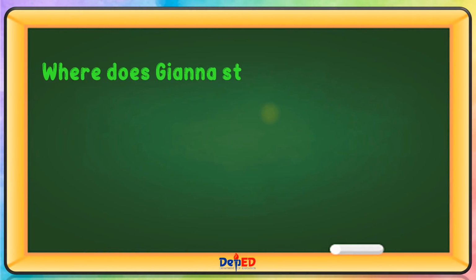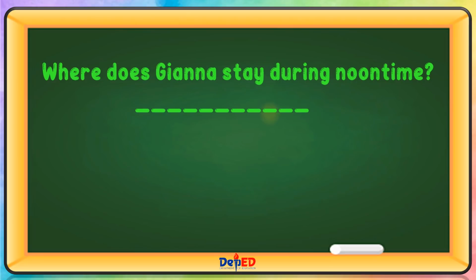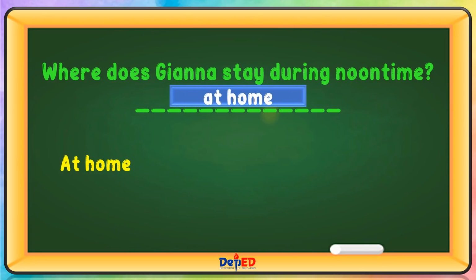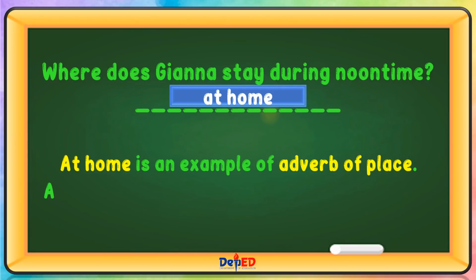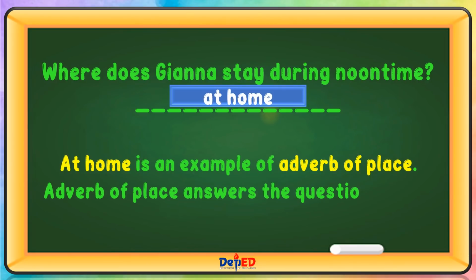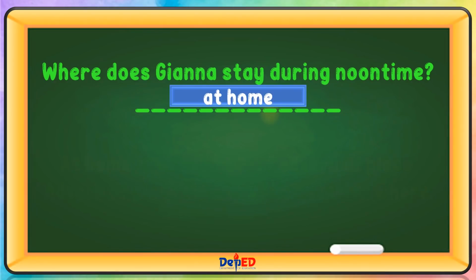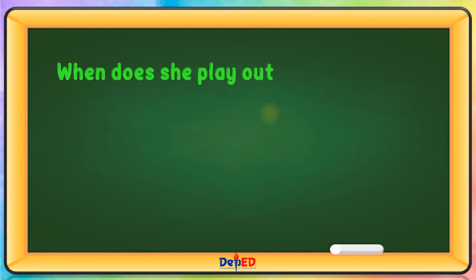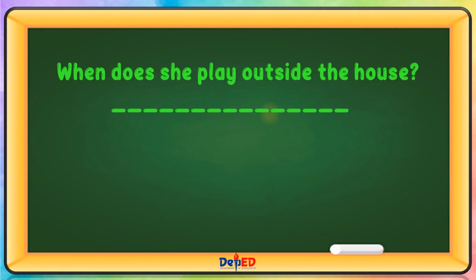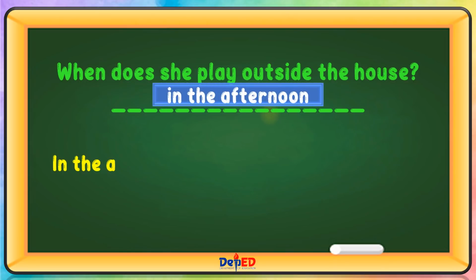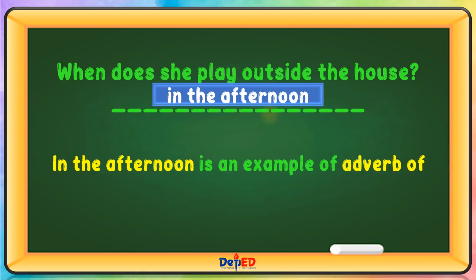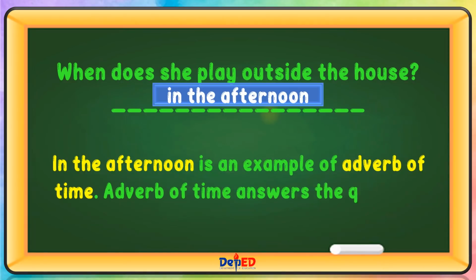Where does Gianna stay during noontime? At home. At home is an example of adverb of place. Adverb of place answers the question where. When does she play outside the house? In the afternoon. In the afternoon is an example of adverb of time. Adverb of time answers the question when.